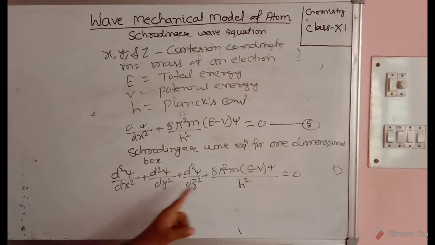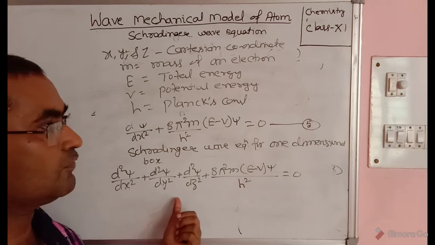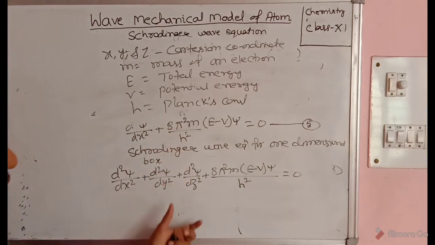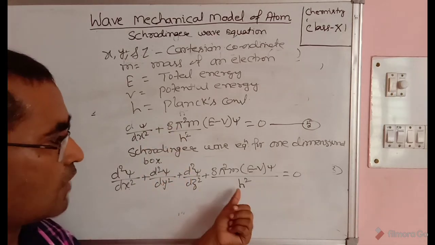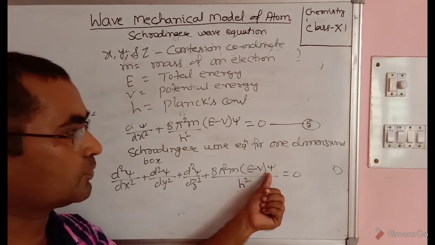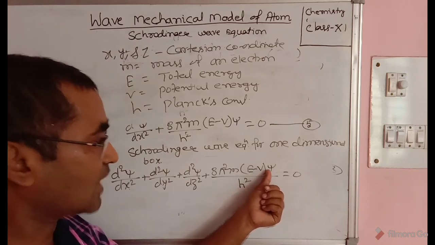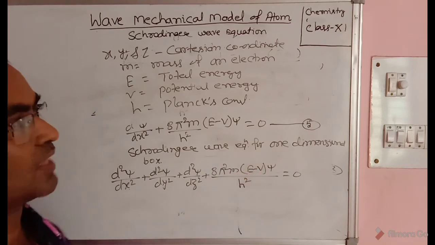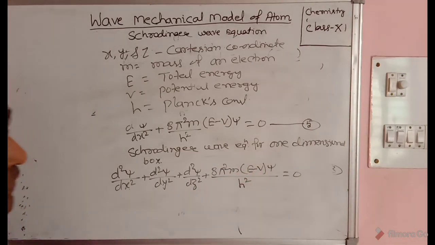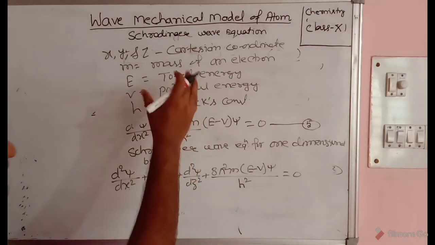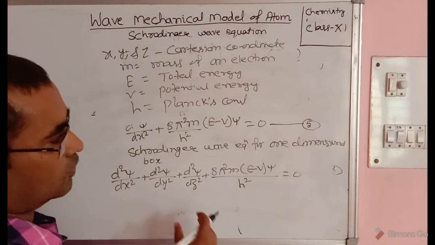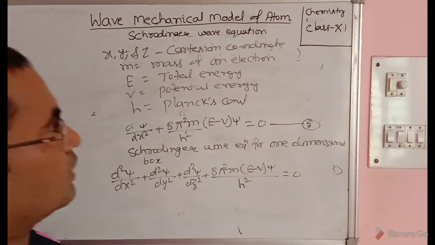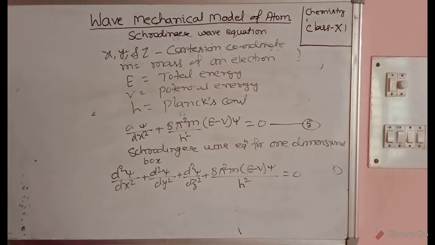So I think you can understand very well how to derive the Schrodinger wave equation for the one-dimensional box and for the three-dimensional box. It will be very useful. In the next video I will discuss the wave function, that is psi. Psi is a wave function, and its significance will be discussed in the next video. But here you can easily see how to derive the Schrodinger wave equation from the classical wave equation.